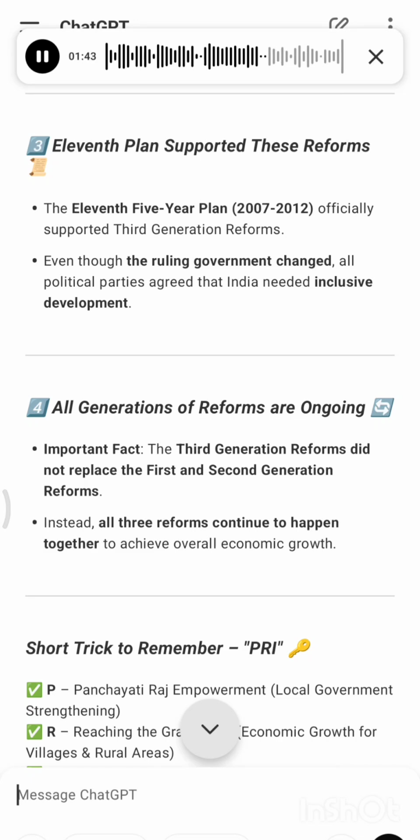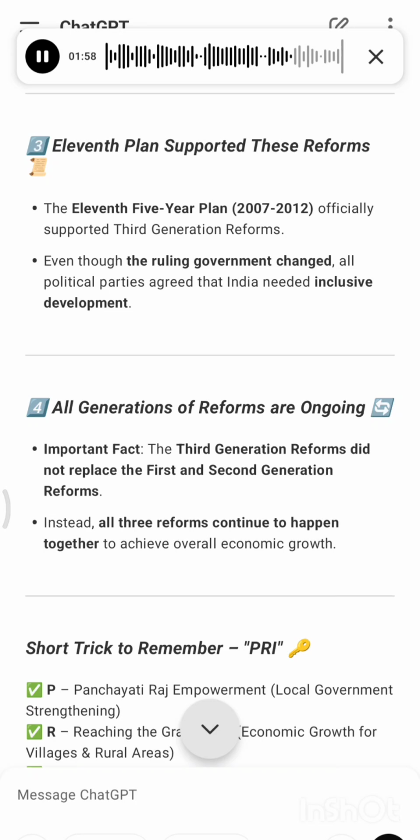The 11th Plan supported these reforms. The 11th Five-Year Plan 2007-2012 officially supported third-generation reforms. Even though the ruling government changed, all political parties agreed that India needed inclusive development.